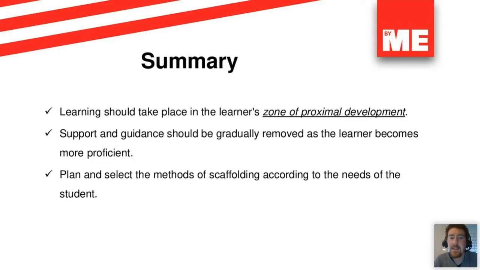Learning should take place in the zone of proximal development. So it's not too easy. It's not too difficult. It's in between. It's challenging enough to keep the student engaged and help them to progress. If it's too easy, then they'll lose interest. If it's too difficult, they'll disengage from it, or they may become more reliant on the teacher's help. So it's important that you anticipate and balance what's required to operate within the zone of proximal development. Support and guidance should be gradually removed as the learner becomes more proficient.